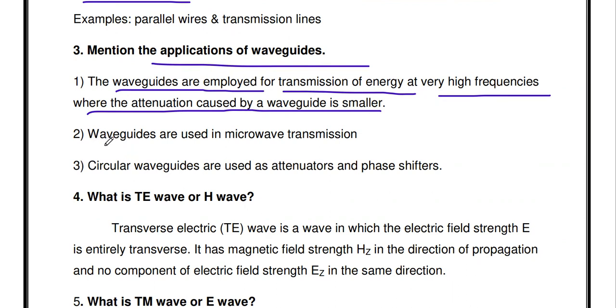The second point, the waveguide is used in microwave transmission. In order to transmit the microwave signal, in the gigahertz range, we have to use this waveguide. Another one, the circular waveguide is especially used as attenuators and phase shifters. So where we want to use an attenuator and phase shifter, we use the circular waveguide. These are all the general applications of waveguides.